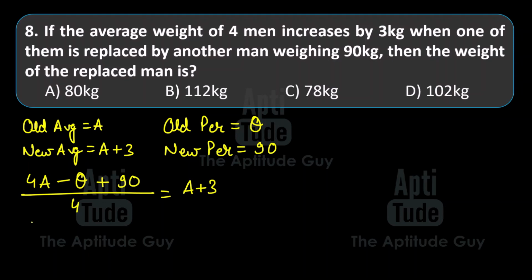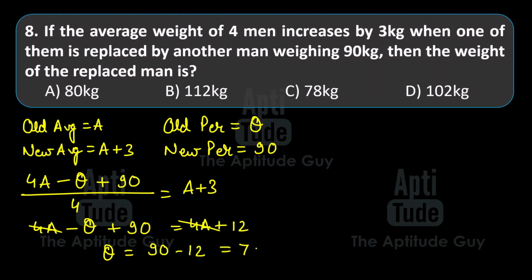So let's cross multiply now. 4A minus the old person plus 90 is equal to 4A and then plus 12. So 4A and 4A again get cancelled. The old person is what? Minus O goes to the other side and becomes plus O, and plus 12 will come here and become minus 12. So 90 minus 12, the answer is 78. That's it. Answer is option C.